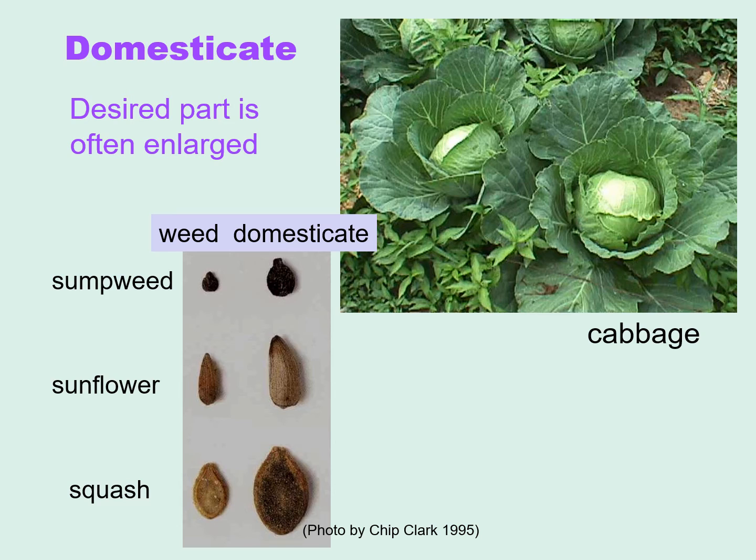In a domesticate, the desired part often becomes enlarged through time, whether that's something like a leaf, as you see in cabbage, or whether that's a seed like you see in sunflower seeds.